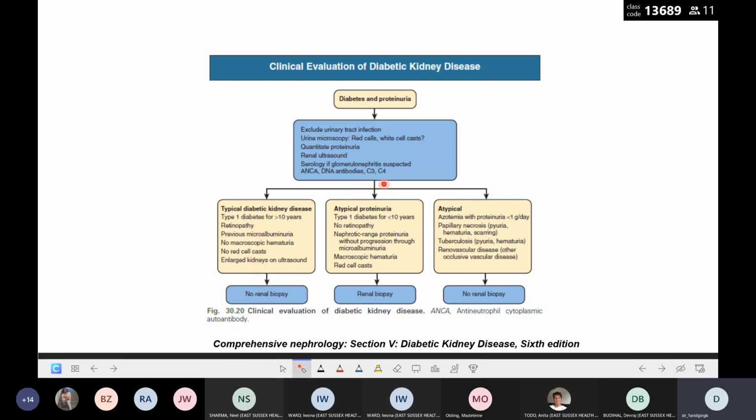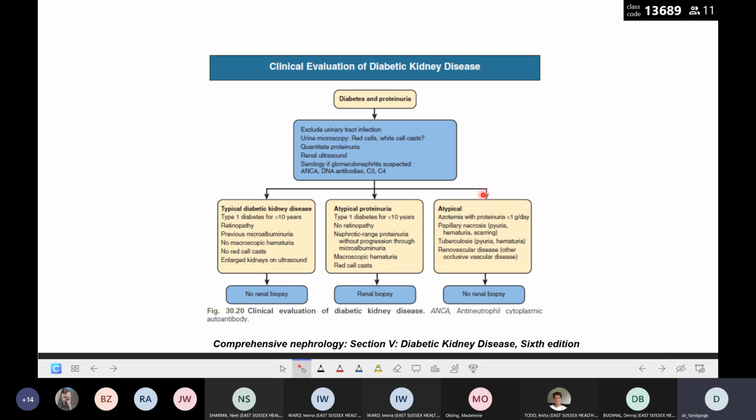But if you have atypical proteinuria, like type 1 diabetes for less than 10 years, the patient has no retinopathy, there is nephrotic range of proteinuria without progression through microalbuminuria, so the patient all of a sudden got a nephrotic range of proteinuria. There is macroscopic hematuria, there are red cell casts, we proceed for a renal biopsy.